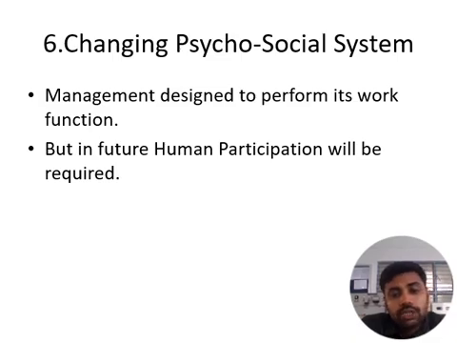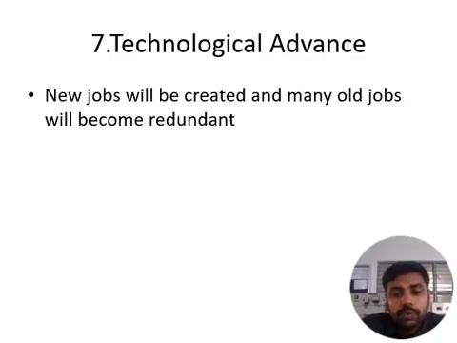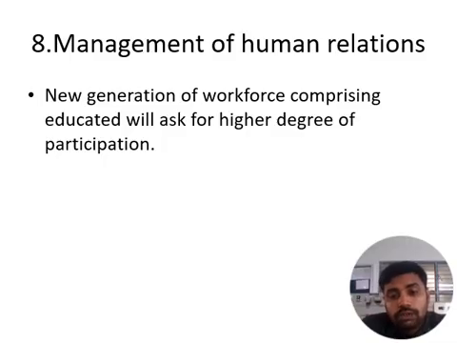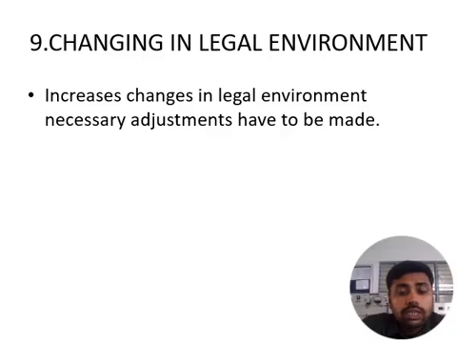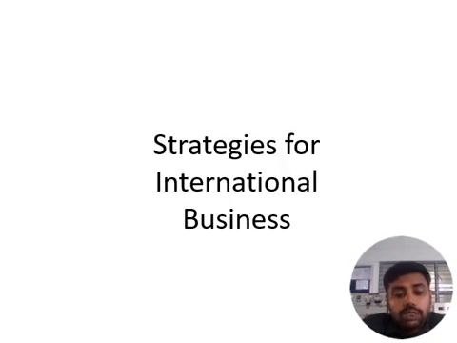Changing psychosocial system is designed to perform work functions, and future human participation will be required. Technological advance: we have to redesign for the advancement which comes at a percentage. In the management of human relations, we have to build human relations with the management, and for the new generation workforce, education and a higher degree of participation, we have to consider everything. Changes in legal environment: necessary adjustments have to be made according to the increasing legal changes and expanding globalization.